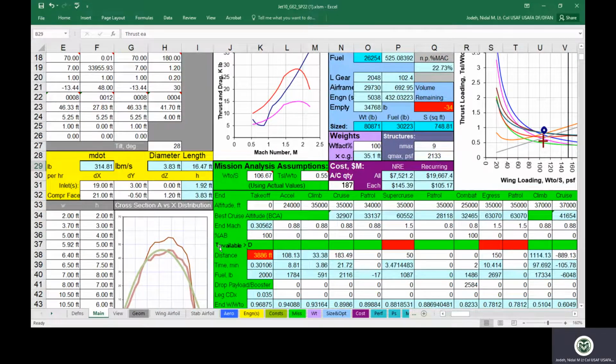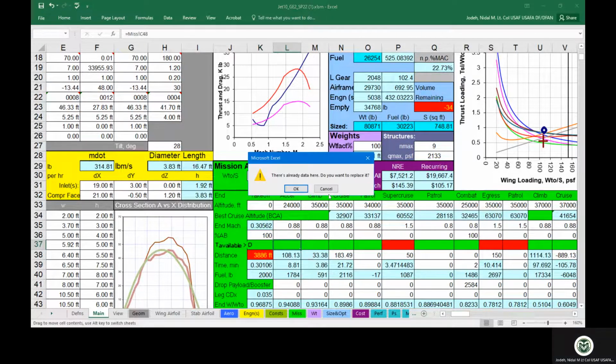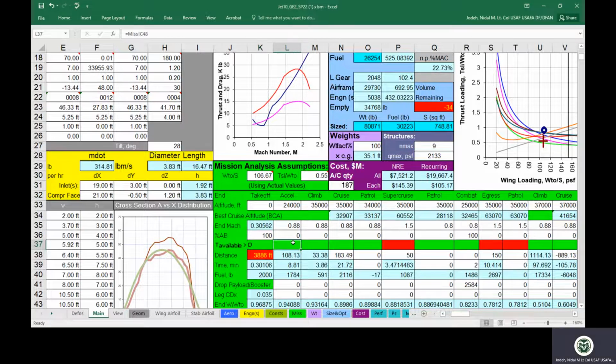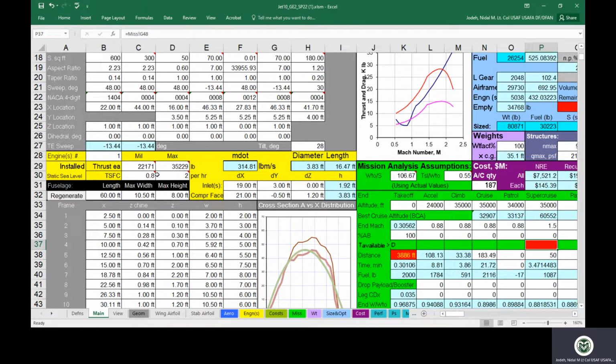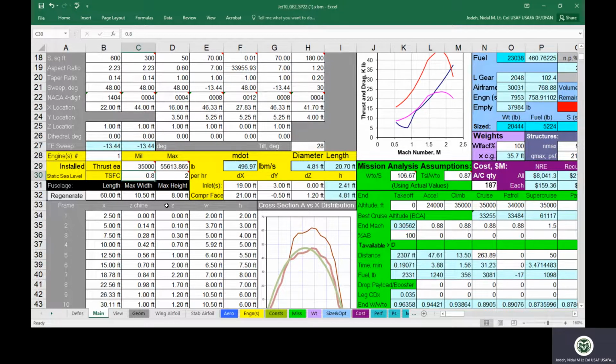And if you look at this line, line 37, it's red in a couple places. That means your thrust available is not big enough to overcome the drag in those particular phases of flight. So let's go bump the thrust up. We're at 22,171. Let's make it, I don't know, 35,000 pounds.